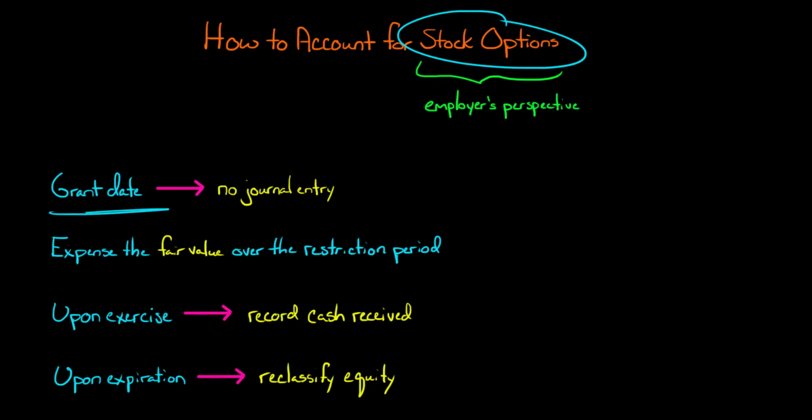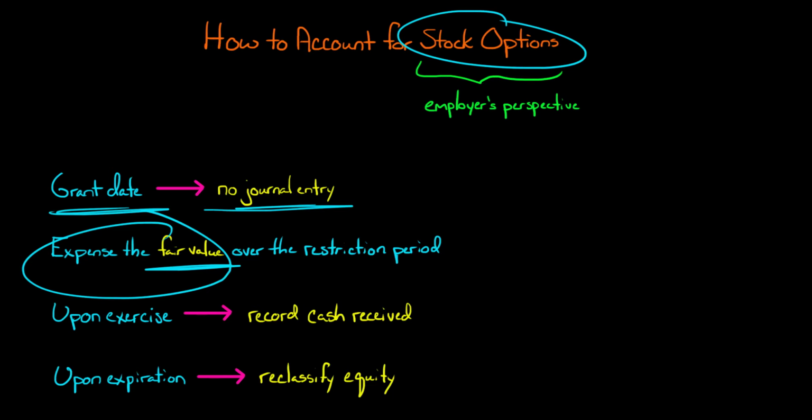So on the grant date, that's the date that the company actually grants the stock options to the employee, there's not going to be a journal entry. Instead, what the company needs to do is use an options pricing model to estimate the fair value of those options. And then the company is going to expense the fair value of the options over what's called the restriction period. The restriction period is the time period over which the options vest.